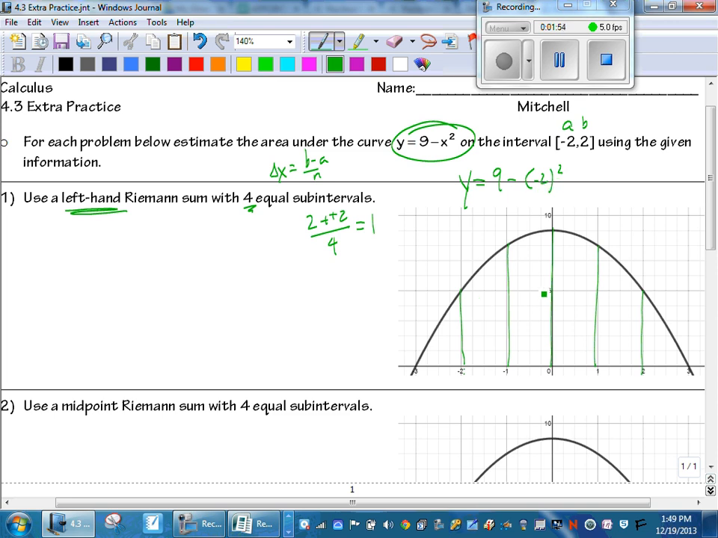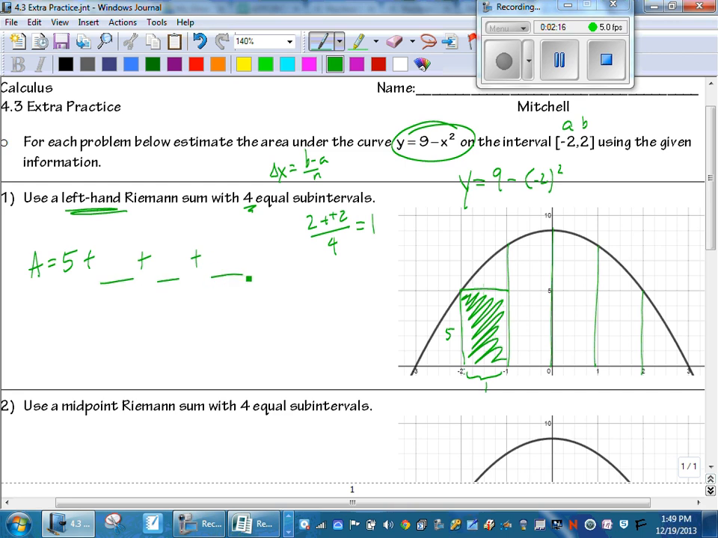And you can kind of tell from the graph. That is where the height of our first rectangle is going to be. So this is our first rectangle. It has a base of 1 and a height of 5. So the area of the first one is 5. We need to figure out the other 3 rectangles.